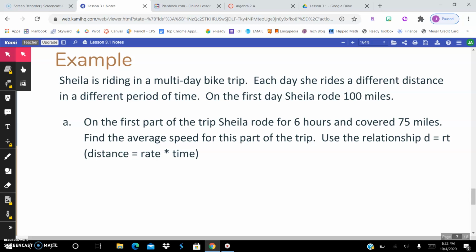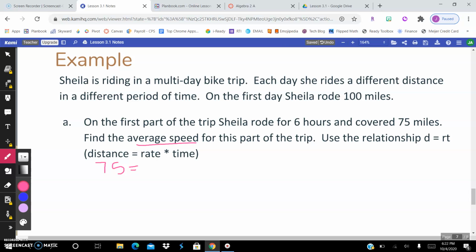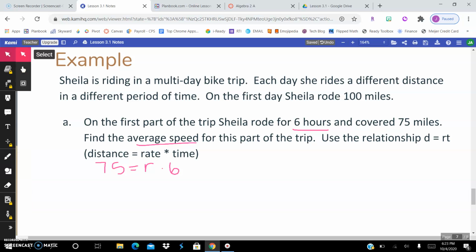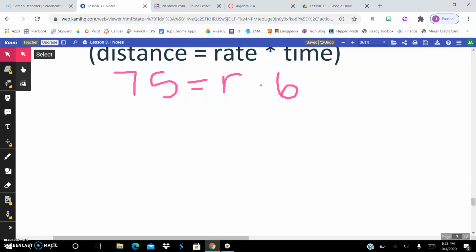So our distance, if we look, they told us she covered 75 miles. So that's going to be our distance. And they asked us to find the average speed. Well, our speed is our rate, so we don't know what that is. So I'm going to leave that as an R. And then that's going to be times how long did she ride for? And it told us 6 hours. So then we have to solve this equation for R to figure out how fast was she going.